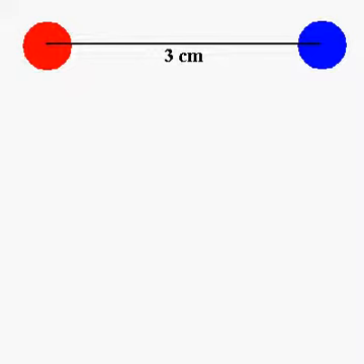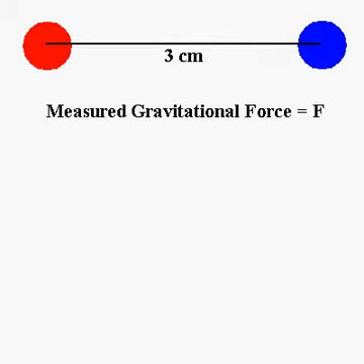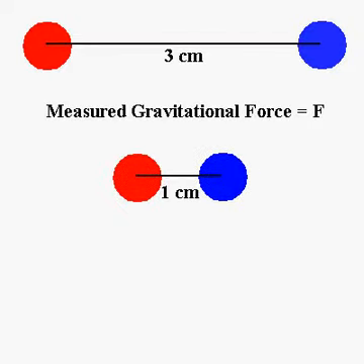This example comes in two parts, so let's tackle each part individually. First, we are asked to consider two masses that are placed 3 centimeters apart. The gravitational force between them is then measured. We don't know what it is, but let's call it F. Now those masses are moved closer together so that they are only 1 centimeter apart. And the question is, how does the gravitational force change?